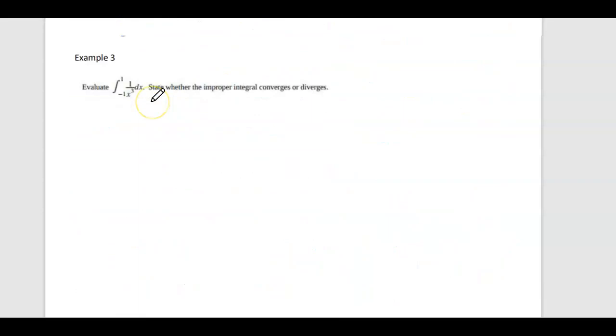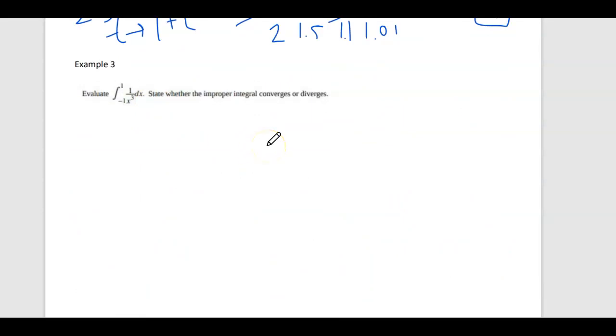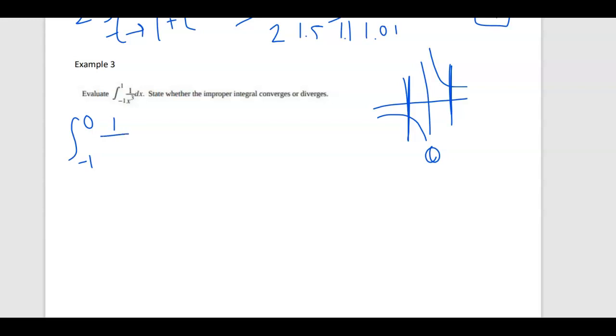All right, let's look at one more example. This is going to be with a discontinuity on the inside. So integral from -1 to 1 of 1 over x cubed dx. So 1 over x cubed is going to be like 1 over x, and then from -1 to 1. So 0 is my discontinuity. So let's break this up: -1 to 0 plus 0 to 1.